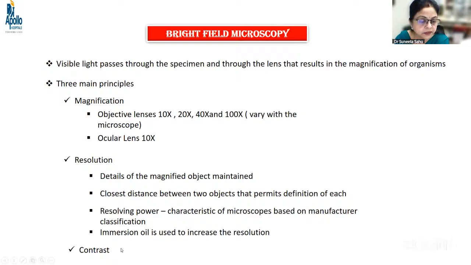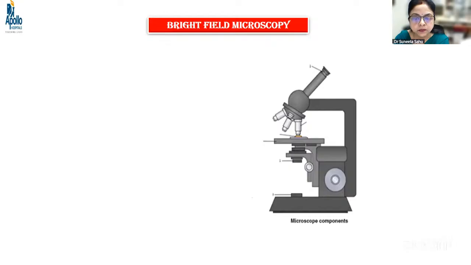Then the third principle is the contrast. This principle helps in differentiating the different types of organisms which are present in the gram smear. So these are the three main principles used in bright field microscopy: magnification, resolution, and contrast. Now, a little bit of elaboration on the bright field microscope.